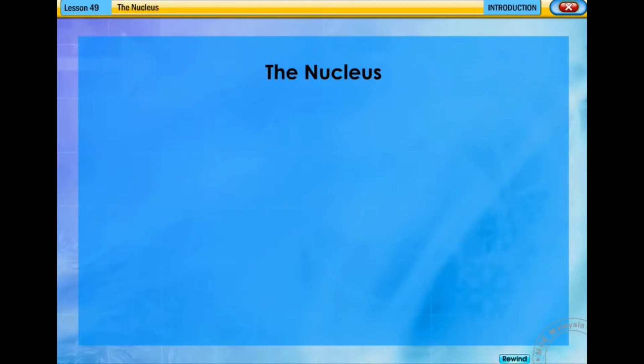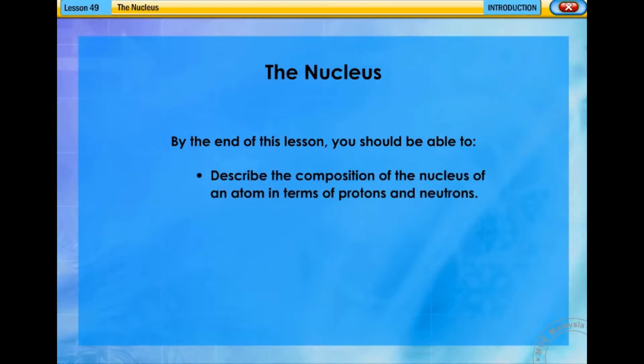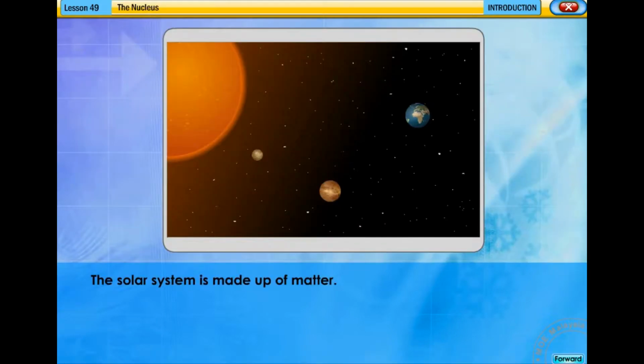The nucleus. By the end of this lesson, you should be able to describe the composition of the nucleus of an atom in terms of protons and neutrons. Define proton number Z and nucleon number A. The solar system is made up of matter.